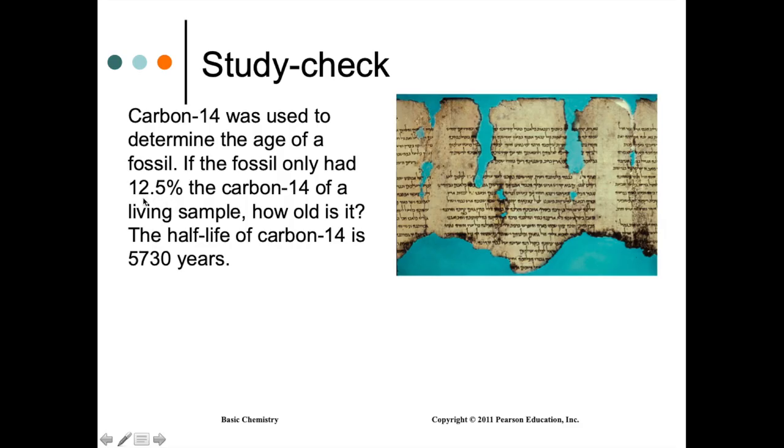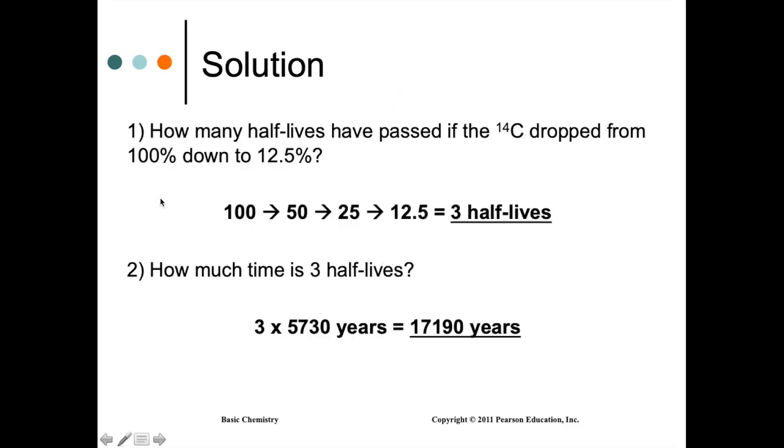So in this case, we wind up with 12.5%. If we started off with 100%, after one half-life, we drop down to 50%. After the second half-life, that 50% drops down to 25%. After a third half-life, that 25% drops down to 12.5%. And this is where we stop, because now we've reached the percentage that the question wants us to. Now, how many half-lives did we go through? 1, 2, 3 half-lives, and that's something that we need to solve the problem. So, if each half-life is 5,730 years, according to the question, 3 times that number is 17,190 years.